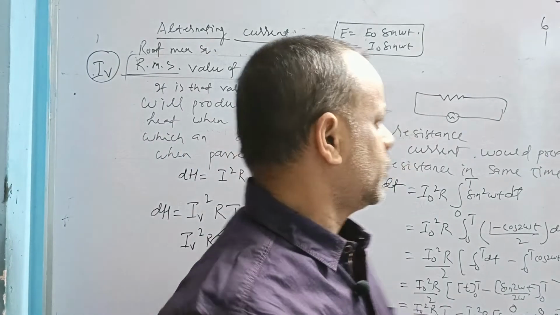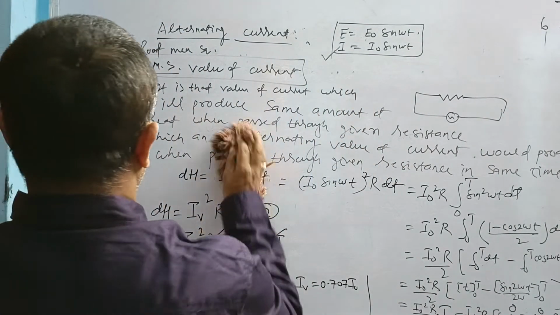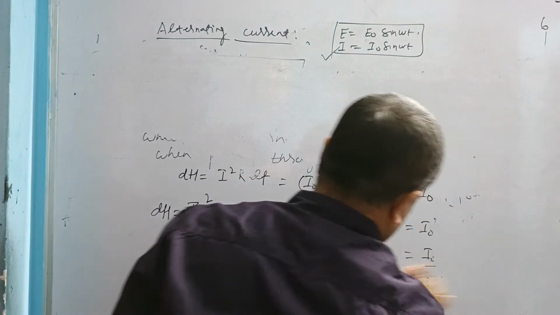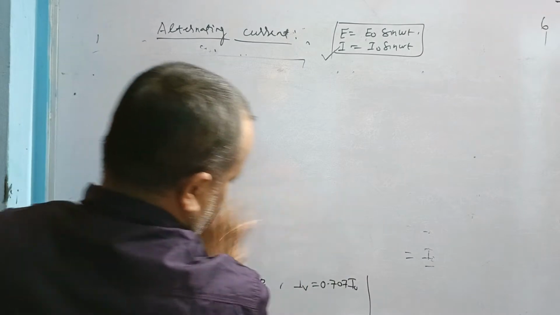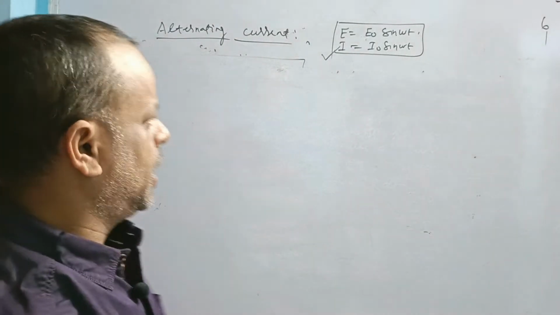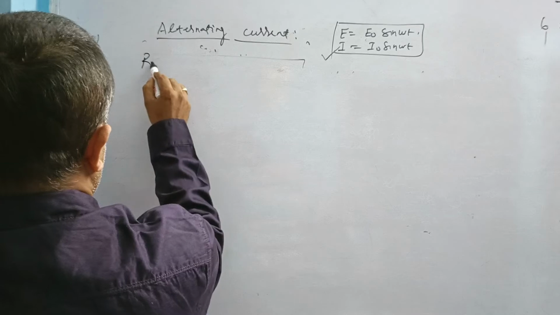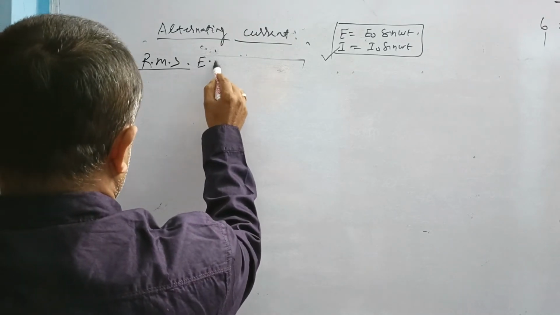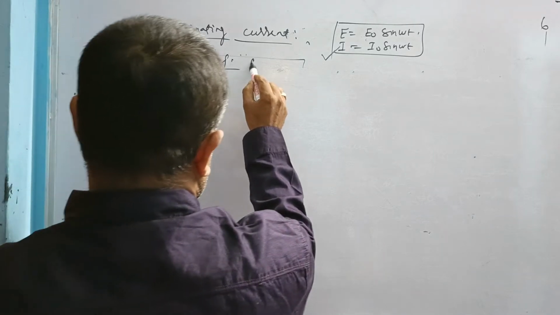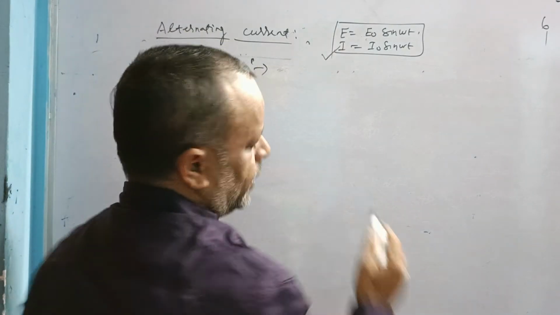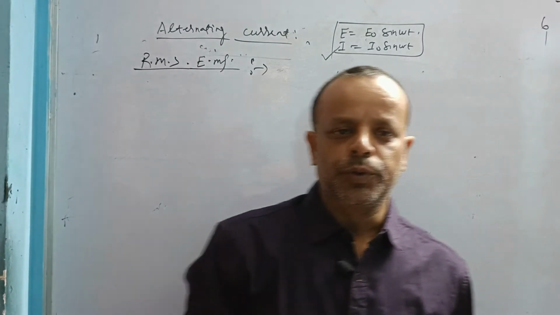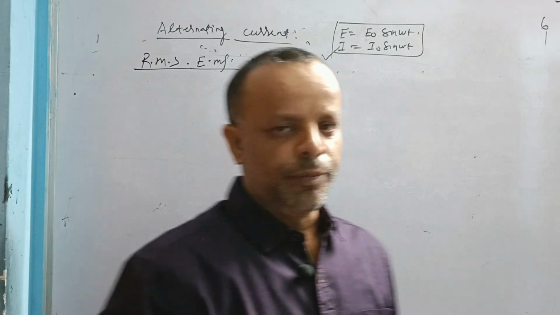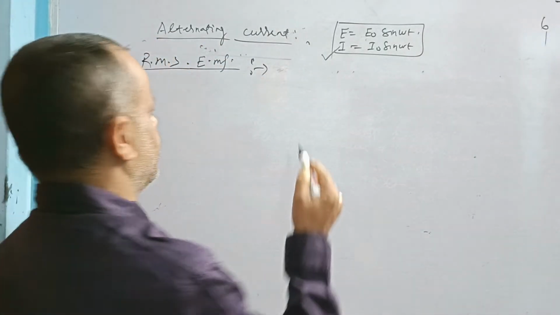Now we will move on to the RMS value of the EMF. See, what is the RMS value of the EMF? Root mean square value of the EMF. Again we will define it as that value of the EMF which will produce the same amount of heat as the alternating value of EMF will produce when passed through a given resistance for the same time.